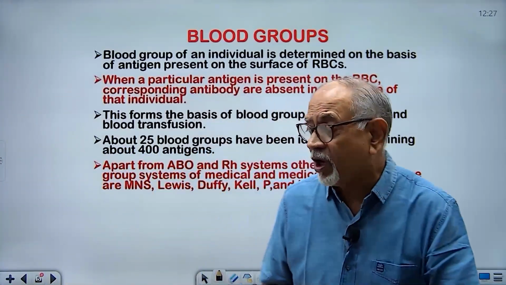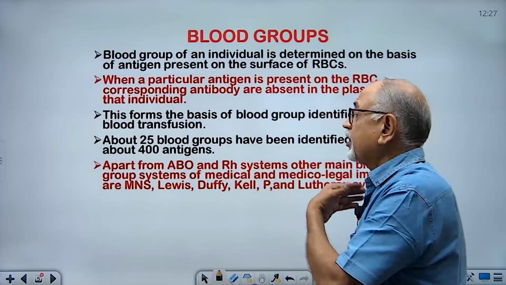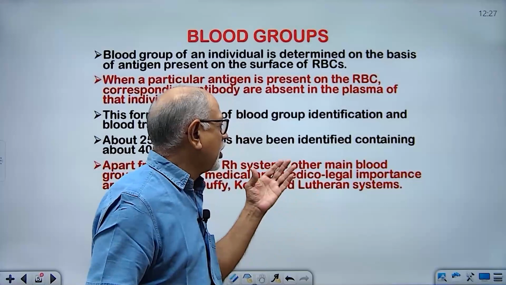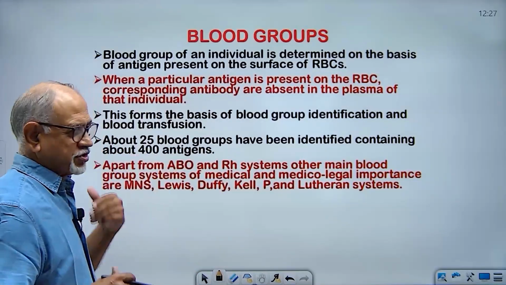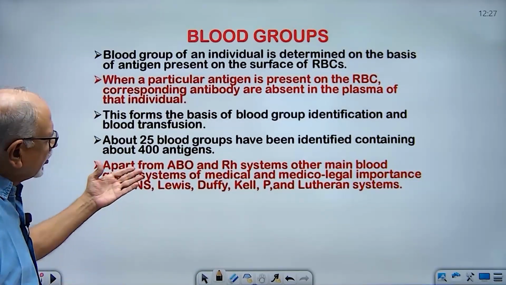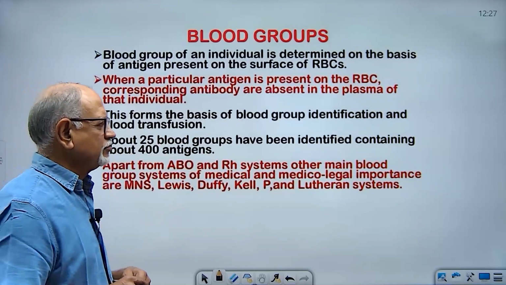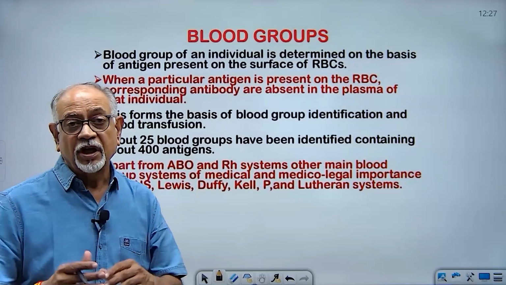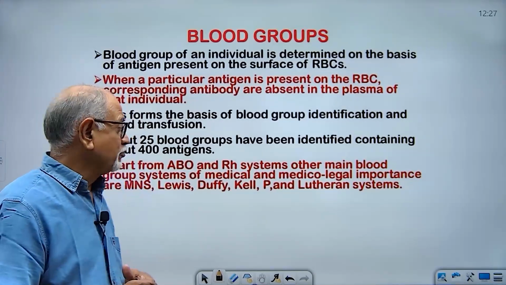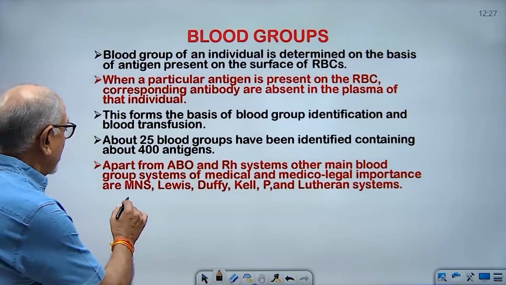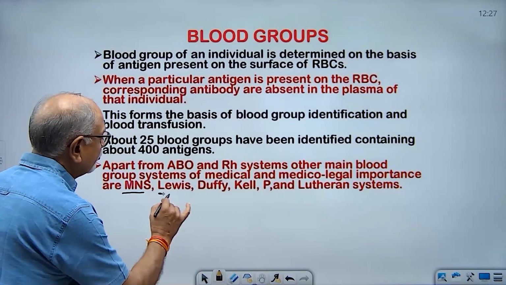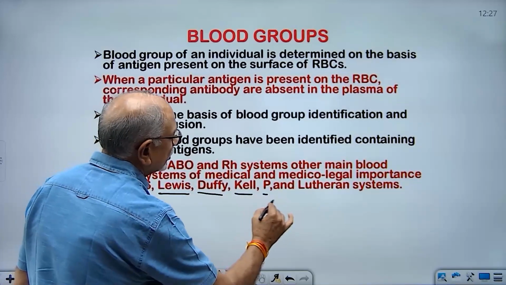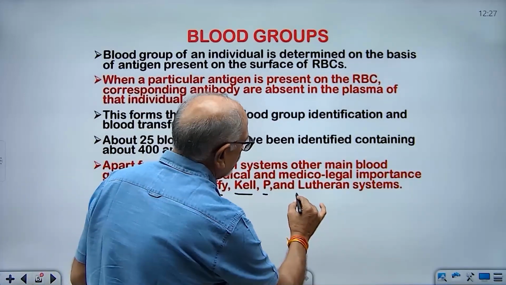Now, there are about 25 blood groups which are due to about 400 antigens. Now, apart from ABO and RH system, the other systems which are used for medical purpose and medico-legal purpose are MNS, Lewis, Duffy, Kell, P and Lutheran system.